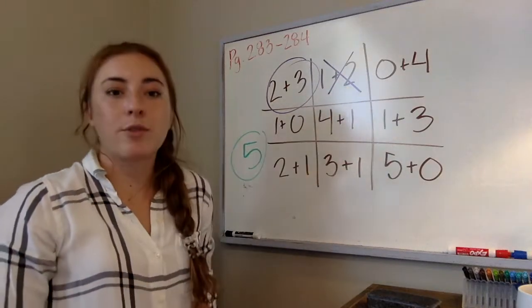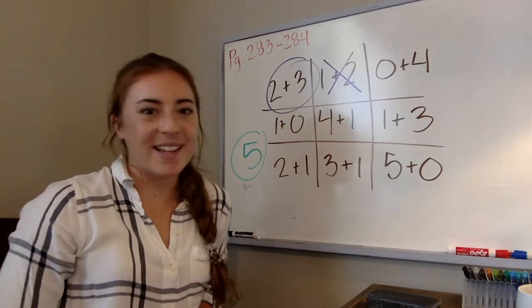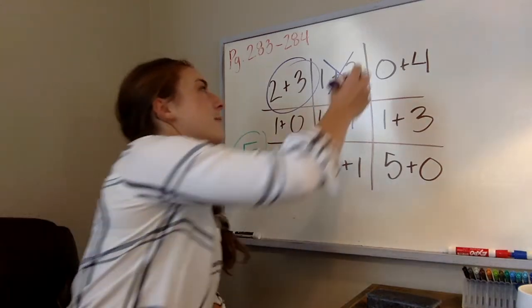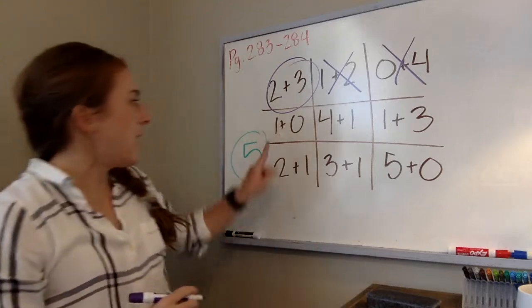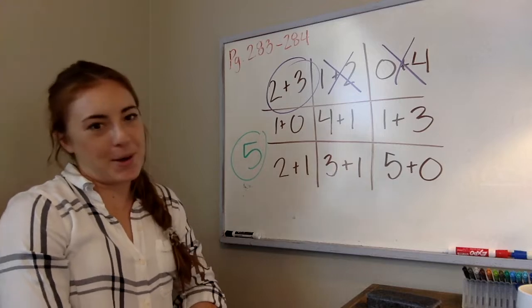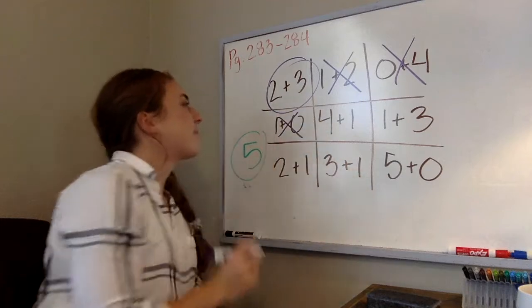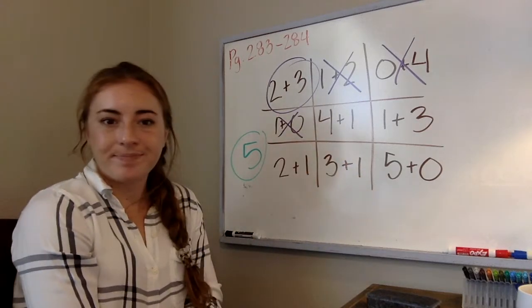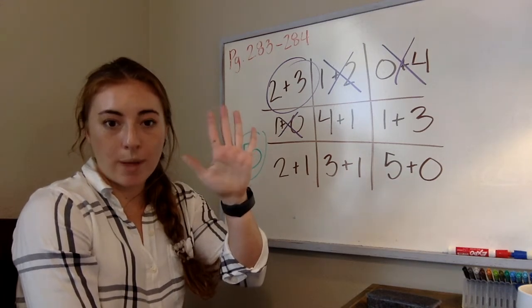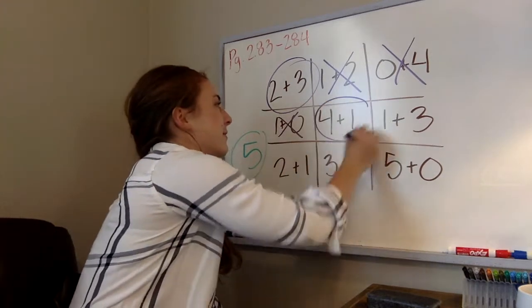How about 0 plus 4? Does that equal 5? No. 0 plus 4 equals 4. Let's do this one. 1 plus 0. Does that equal 5? No. 1 plus nothing is 1. How about 4 plus 1? Does that equal 5? 4 plus 1 more. 5, it does. So what are we going to do? Circle it.